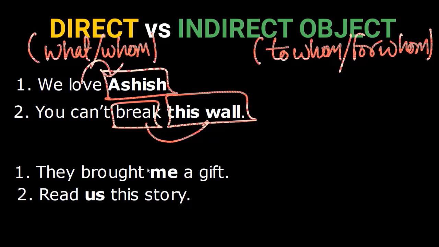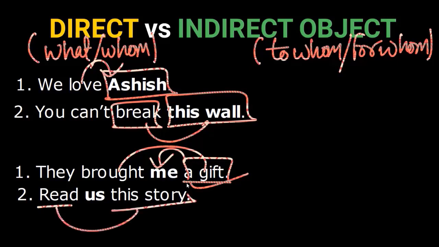Examples: they brought me a gift. They brought what? A gift. To whom? Me. We have the direct object. See, read us the story. Read what? The story. Direct object. To whom? To us. Indirect object. So in both these examples, the last examples, we have the direct object, a gift, the story, right? So this is the difference between a direct object and an indirect object.